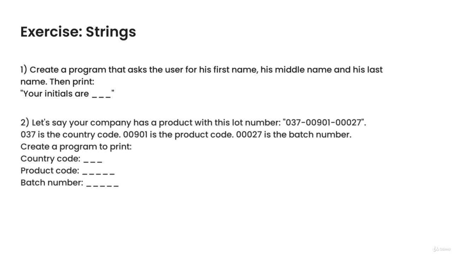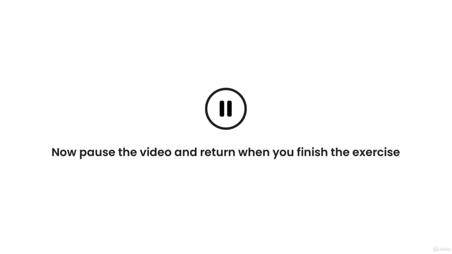Number 2, let's say your company has a product with this lot number. The first 3 numbers are the country code, then the next 5 numbers are the product code, and the last 5 numbers are the batch number. Create a program to print the country code, the product code, and the batch number separately. Good luck, and when you're finished, come back here to see the solution.